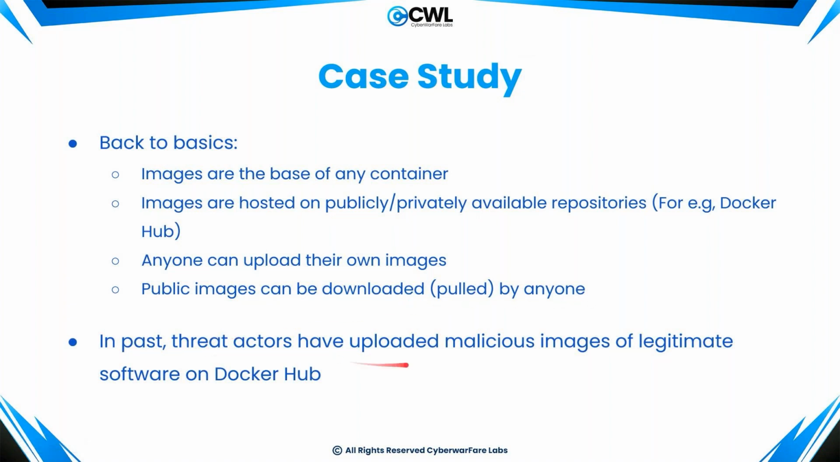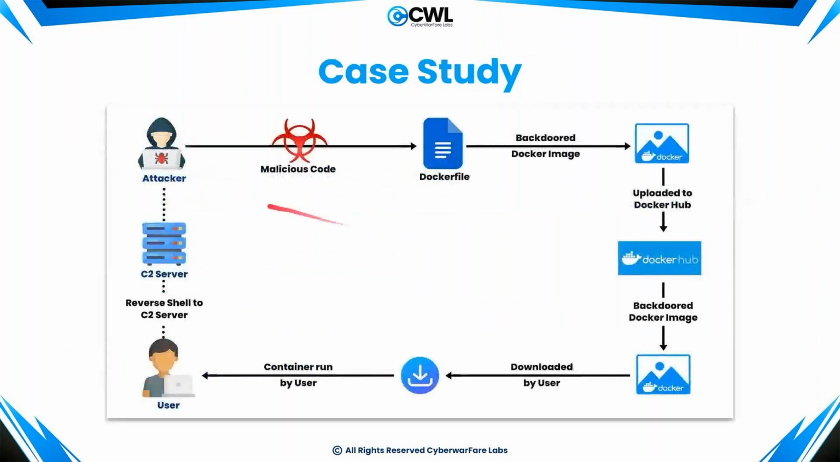In the past, threat actors have uploaded malicious images of legit software on Docker Hub. The tendency of threat actors is to build malicious Docker images and then push them to trusted Docker Hub repositories, either with a similar looking name, as we will see in the demo, and then try to phish the developers of an organization they're targeting. Based on that, these things work. So this is the case study that I will be simulating right now.